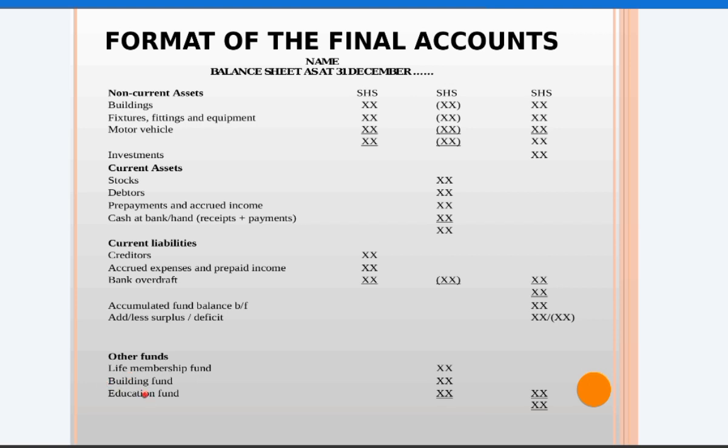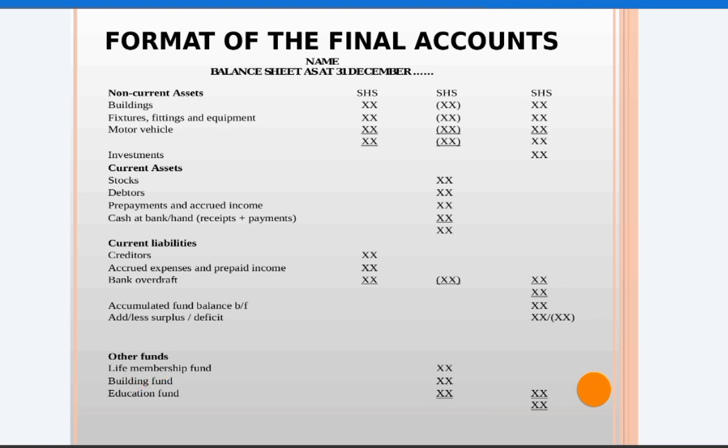So any income that is earned by these funds will be added to them. For instance, if you receive funds or donations meant for education, it will be put in the education fund. If you have built a building from a building fund, then any income like rent received from the building will be credited to this fund.